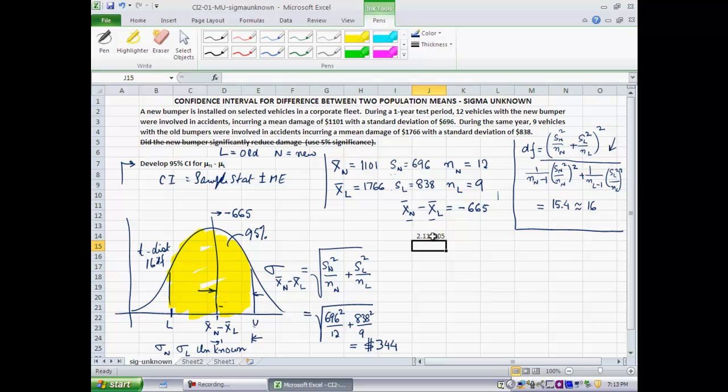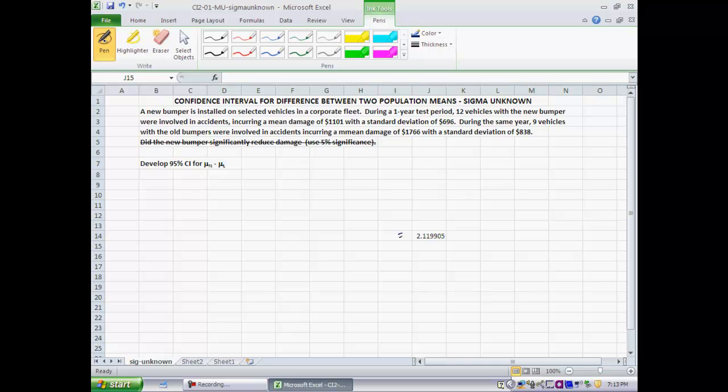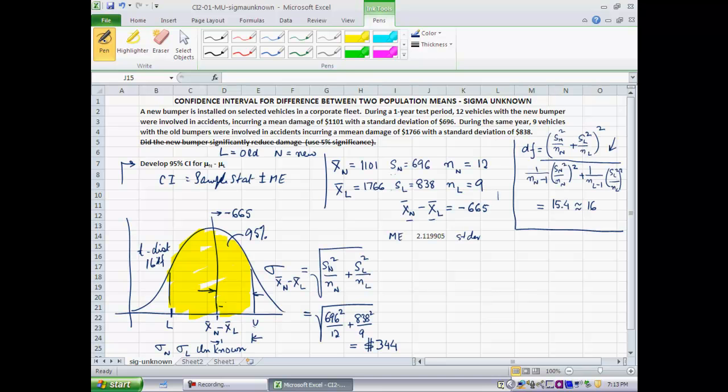So it's 2.11, meaning my margin of error has to be 2.11 standard deviations wide if I want to be 95% certain of including the true but unknown difference in population parameters. Now obviously we have to do the next step, which is how much is one standard deviation.